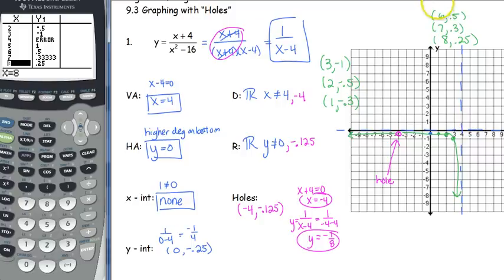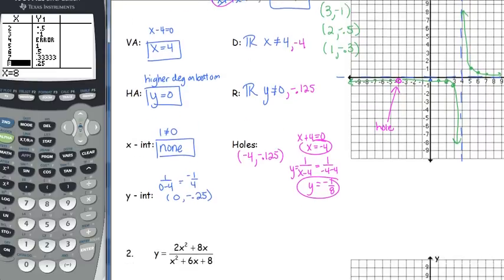Oops, I skipped 5. We don't need the 8. So it's 5.1, 6.5, and 7.3. Again, drawing it so that it approaches each of our asymptotes, but not crossing. Okay, so that's what our holes are. Let's go ahead and do another example.